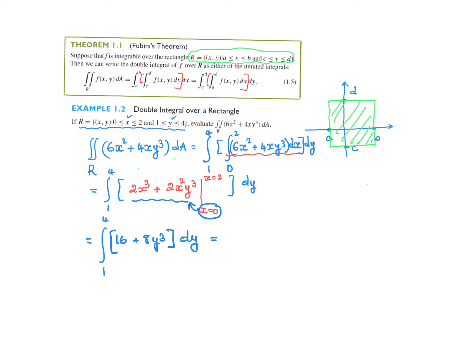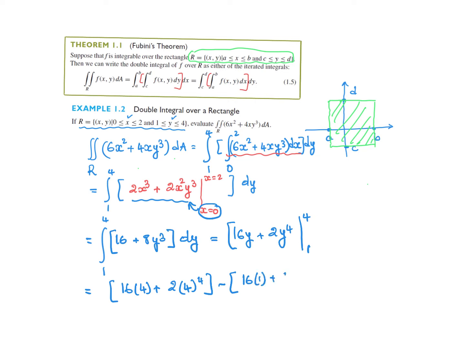So dy, and then we integrate this with respect to y, so it's 16y plus 2y to the power of 4. Evaluate this at 4 minus its value at 1. So it's going to be 16 times 4 plus 2 times 4 to the power of 4 minus the value when y is equal to 1. So it's 16 times 1 plus 2 times 1 to the power of 4. If you do these calculations, you will then get 558 as the value of the integral.